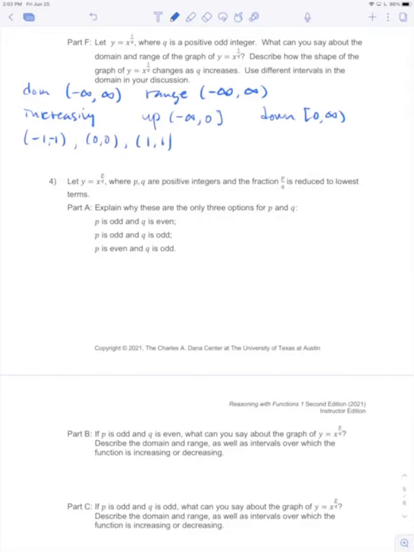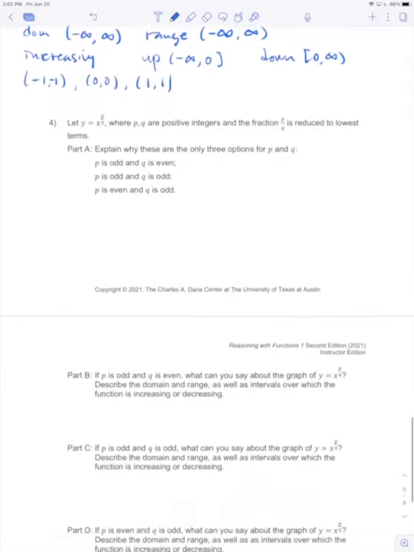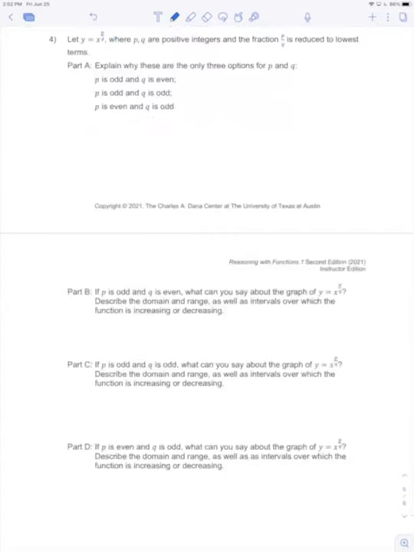Let's go to part 4. Part 4, I'm just going to scroll up here. It says let y equal x to the p/q, where p and q are positive integers, and the fraction p/q we're assuming is in lowest terms. So part A says explain why these are the only 3 options for p and q. Let's see, we have p is odd and q is even. Then we have both p and q both odd, and then p is even and q is odd.